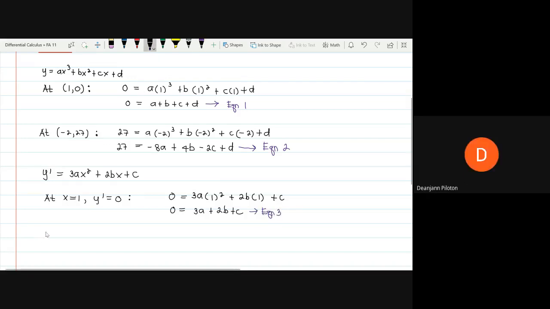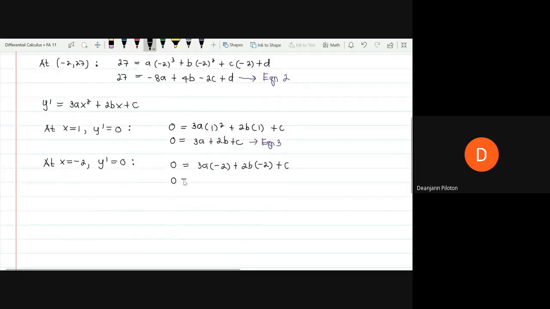Okay, next, let's use another critical value at x is equal to negative 2. Then its y prime is 0. So 0 is equal to 3a times negative 2 plus 2b times negative 2 plus c. Simplify, it is also raised to 2, sorry, so 3a times negative 2 raised to 2. So we have 12a minus 4b plus c, and this is equation 4. So we have 4 equations and 4 unknowns, a, b, c, d.